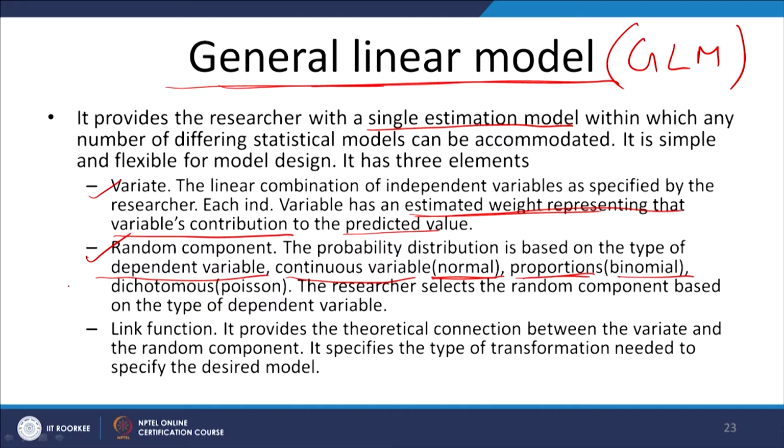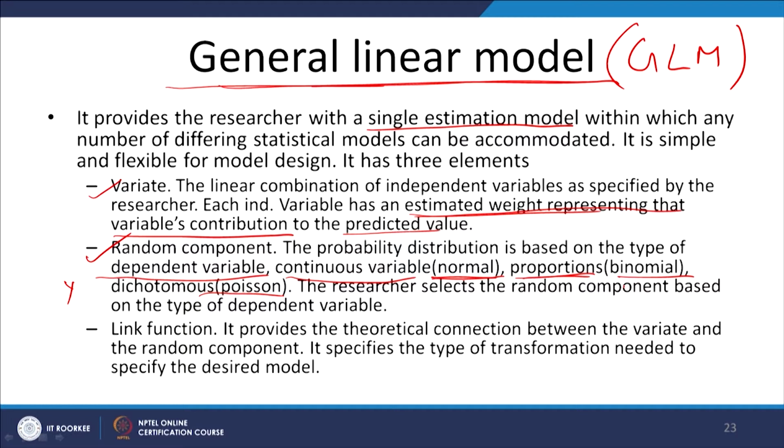But suppose I am using a method like dichotomous, which is yes or no kind of variable. Then I am using a Poisson distribution. The researcher selects the random component based on what kind of dependent variable he is using. So, the general linear model helps you in these 2 things, along with the third thing.